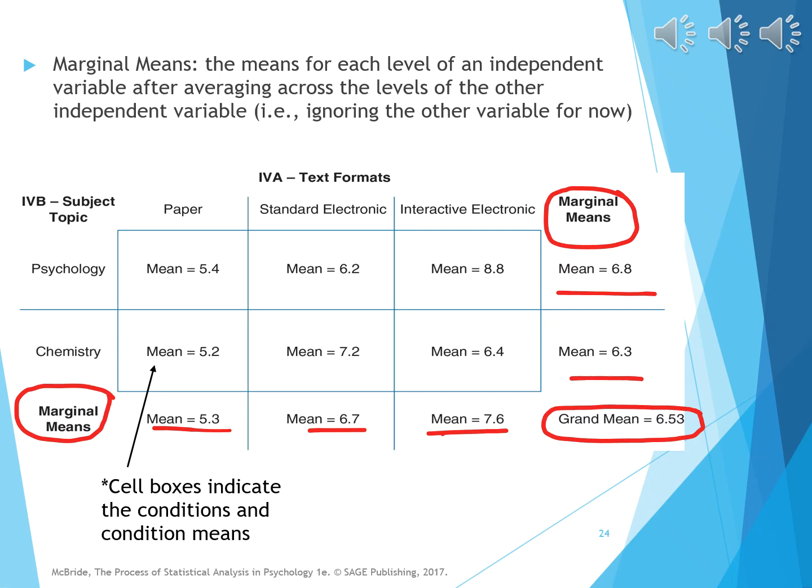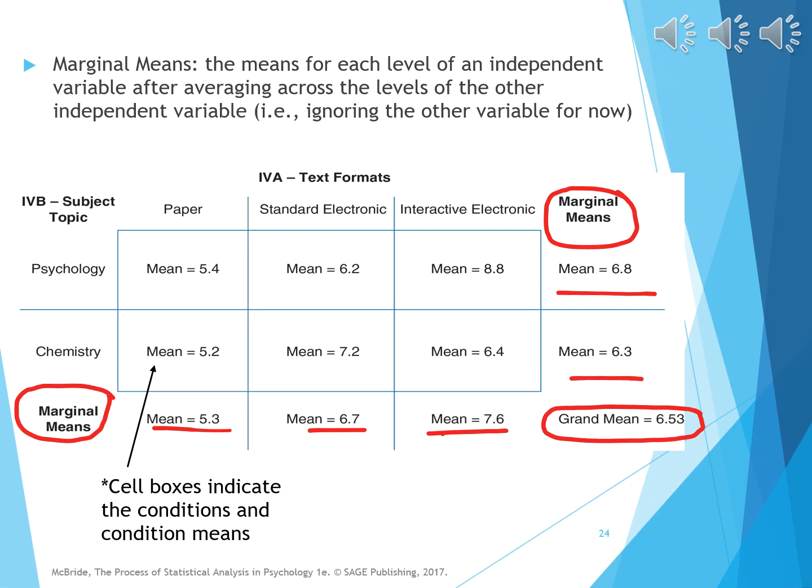There are too many numbers. So I average across all of the textbook formats and I get a marginal mean for psychology of 6.8 and a marginal mean for chemistry of 6.3. Now I just have two numbers to compare. Well, that's just an independent t-test. You can do it with an ANOVA too, though. Then I just compare 6.8 to 6.3, and that gives me the main effect for subject topic.